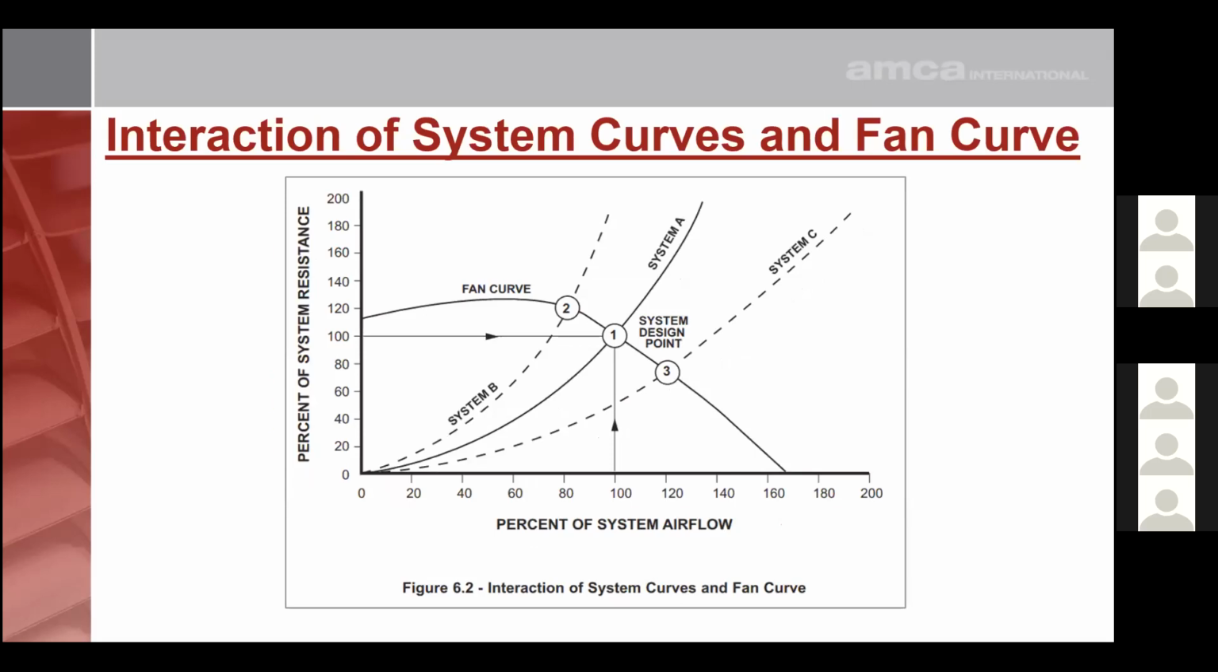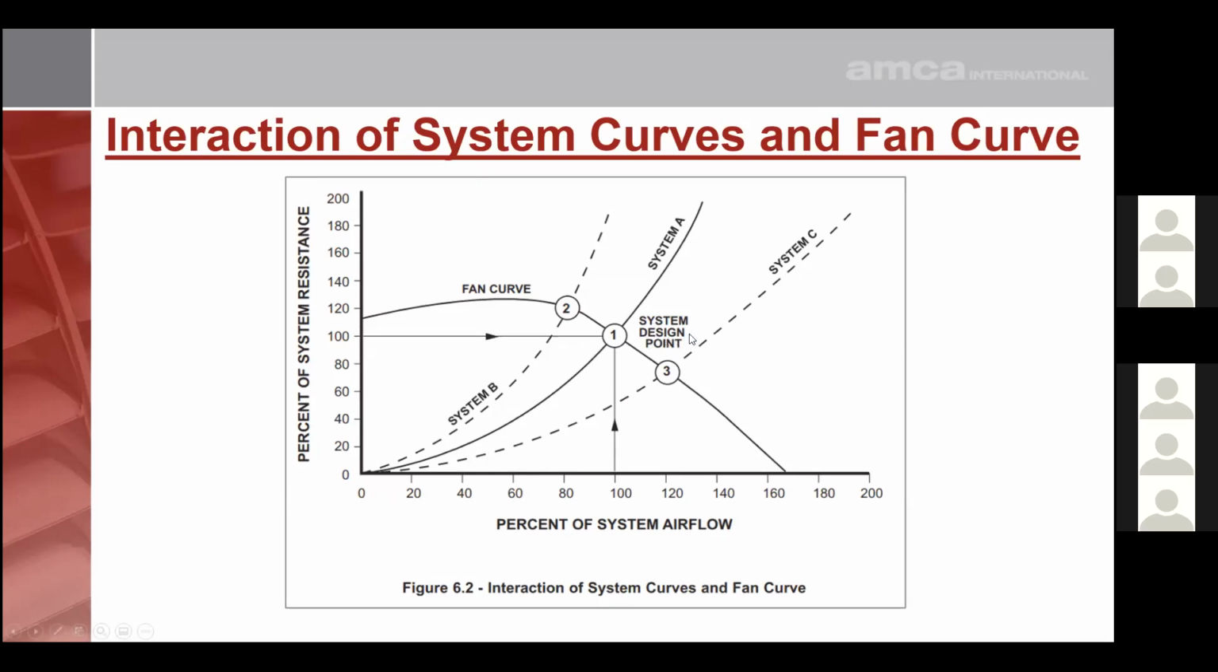Well, a fan will produce any flow along its curve, anywhere from full shutoff high pressure all the way to full open and low pressure. Where it operates in a specific system is where the fan pressure curve intersects the system resistance curve. We call that the operating point or the system design point.